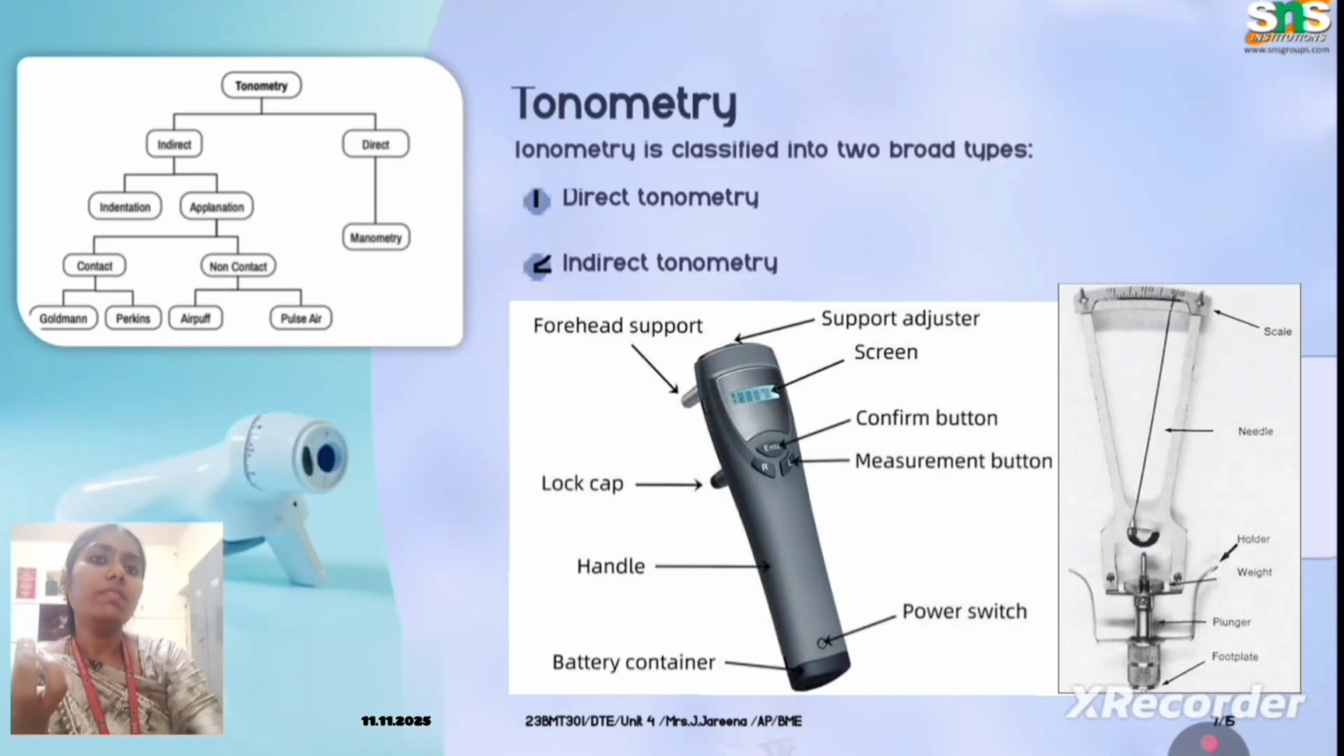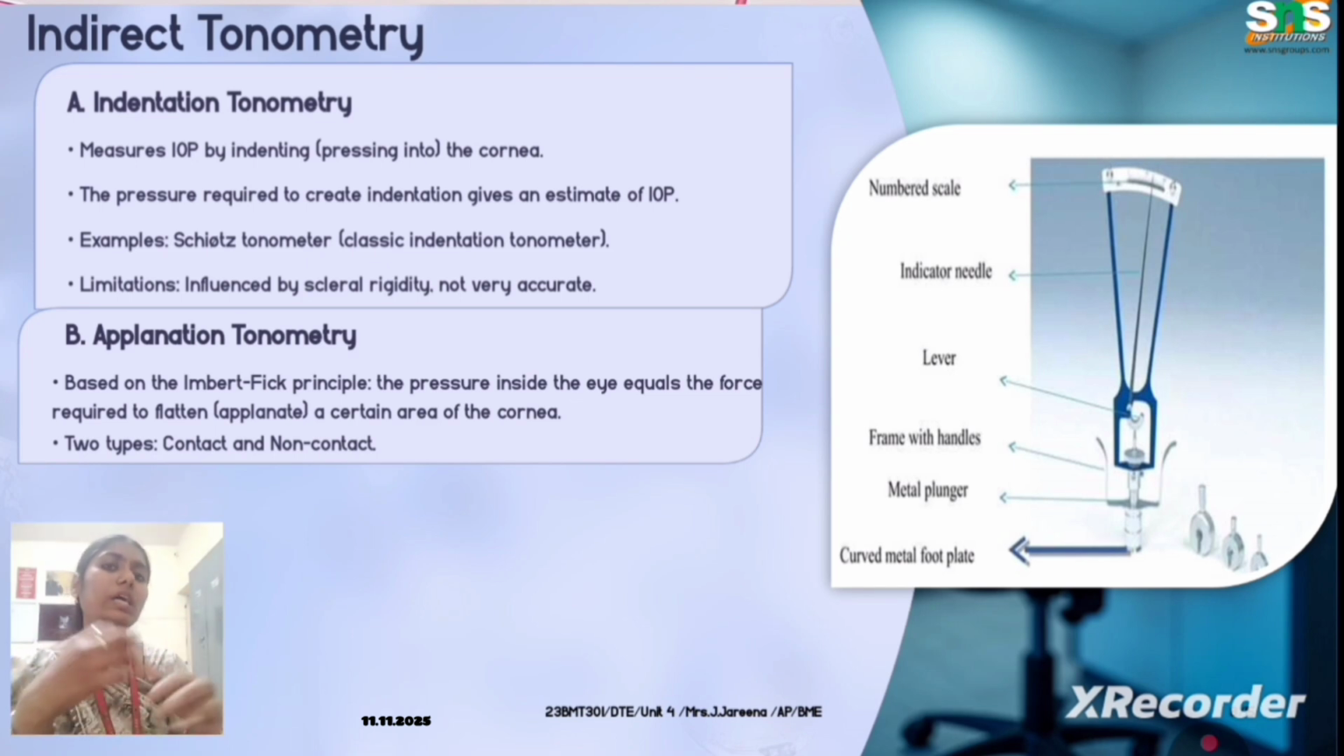Next we will see the basic classification: direct tonometer and indirect tonometer. As the name implies, we can easily identify it. With the indirect tonometer, we measure the IOP in an indirect way. That is, we are not making direct contact with the cornea. Just by means of a puff of air, we measure the pressure which is required to flatten the area. In that case we have two types: one is the indentation tonometer, another one is the applanation tonometer.